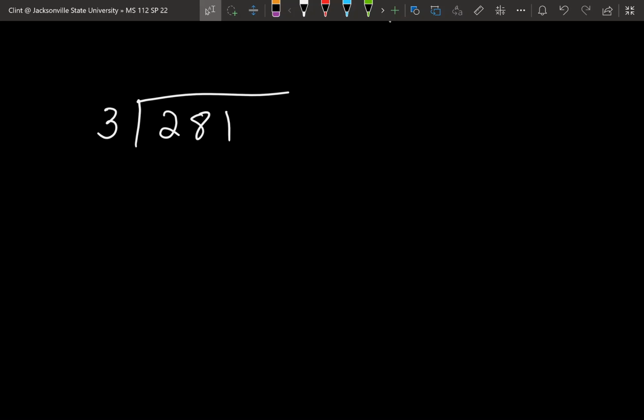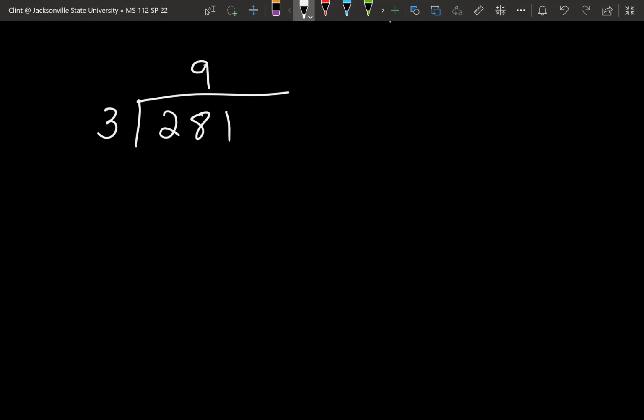So what we do is we take our divisor and we see how many times this will go into our first digit. On this one, it won't. So 0, and we don't have to write down the 0 up there because it's the first digit. Since it won't go into 2, how many times will it go into 28? In this case, it'll go in 9 times. And so we would write the 9 up above the 8.